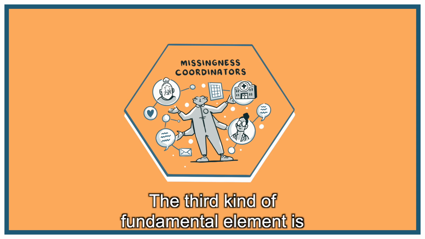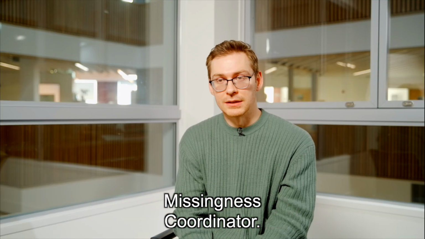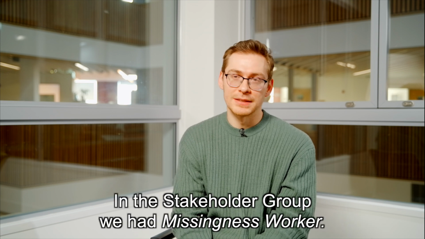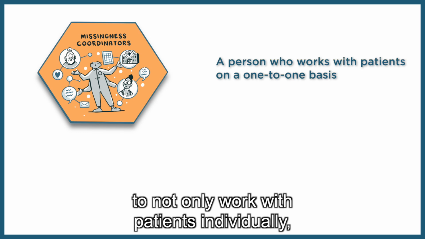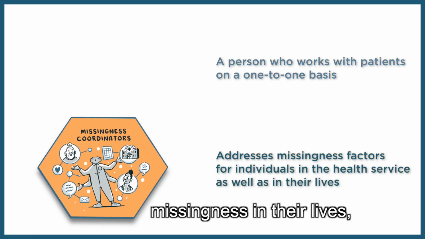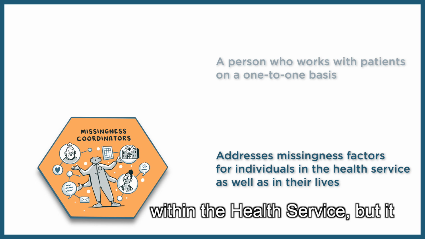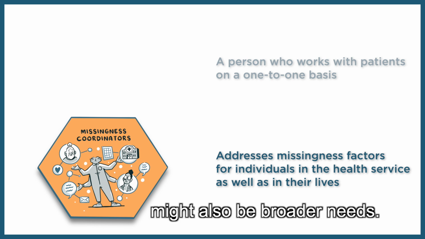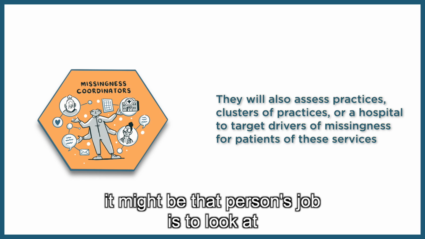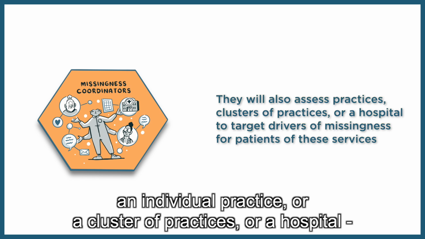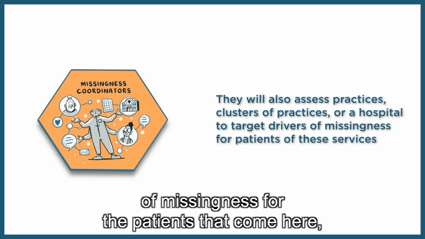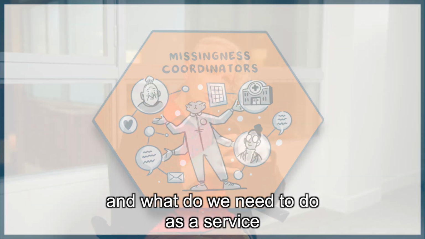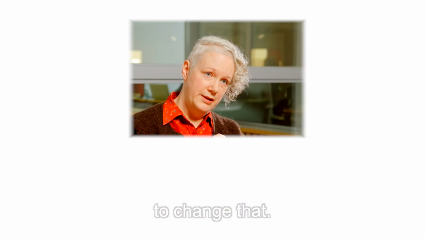The third fundamental element is the missingness coordinator. In the stakeholder group we had a missingness worker, and that is essentially somebody whose role it is to not only work with patients individually to address the causes of missingness in their lives, and that might be within the health service, but it might also be broader needs. At macro level, that person's job might be to look at an individual practice or a cluster of practices or a hospital and say, right, what at the moment are the big drivers of missingness for the patients that come here, and what do we need to do as a service to change that?